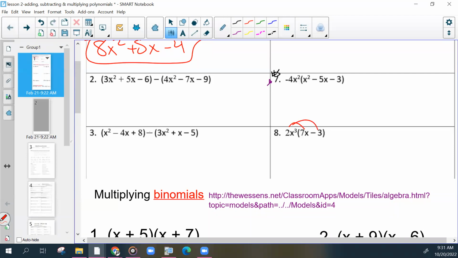But your exponent rules are going to come into play because you have multiple like bases. Multiply the numbers the same. So 2 times 7. X to the 3rd times x, you would be adding those exponents. What would that new exponent become? X to the 4th. And then you're multiplying 2 and negative 3 and just bringing the x to the 3rd.